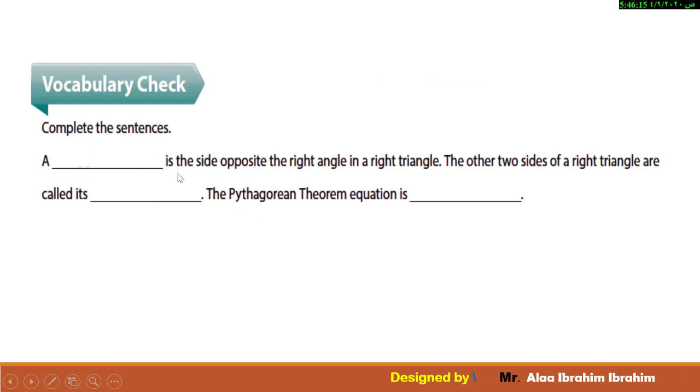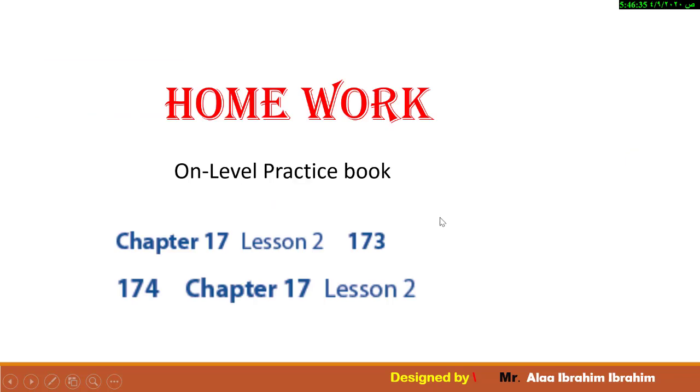Now, what is the side opposite to the right angle in the right angle triangle? I need the name for this side, leg or hypotenuse. So this is the hypotenuse. The other two sides of the right angle, which come out from the right angle, are called what? Legs. The Pythagorean theorem equation is a squared plus b squared equals c squared.